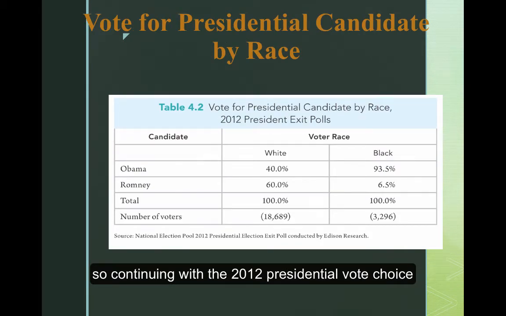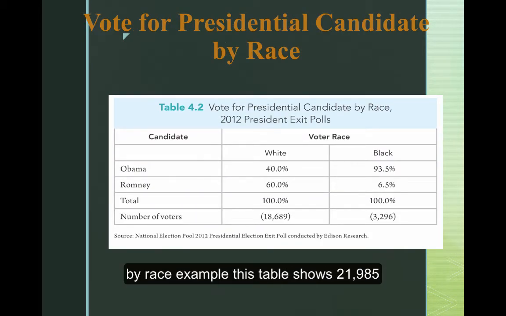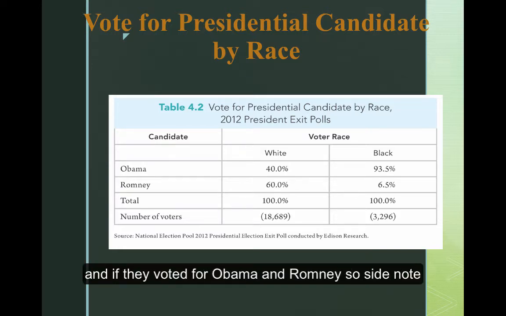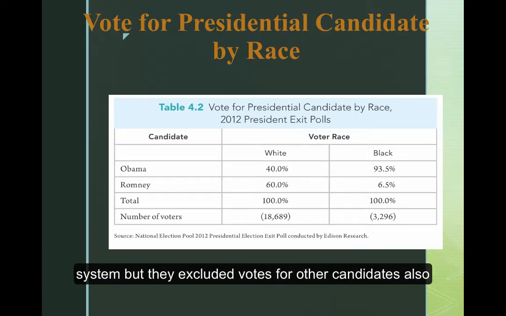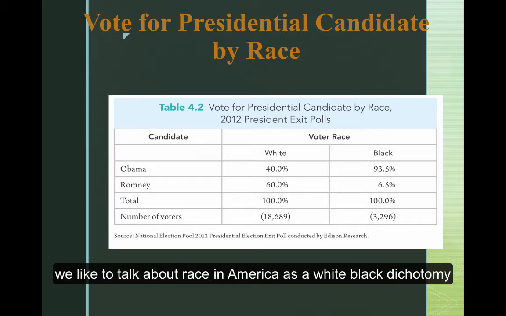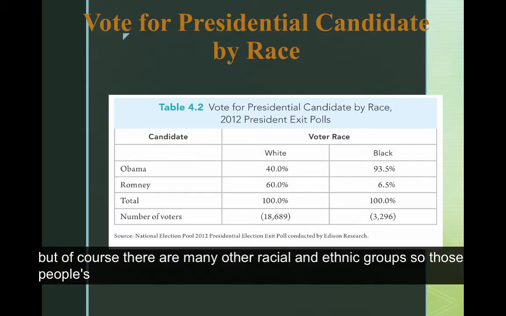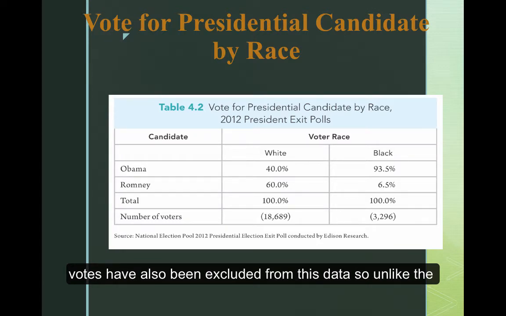So continuing with the 2012 presidential vote choice by race example, this table shows 21,985 respondents and their racial identities, and whether they voted for Obama or Romney. Side note, there were other people running that year. I know we have a dominant 2-party system, but they excluded votes for other candidates. Also, we like to talk about race in America as a white-black dichotomy, but of course there are many other racial and ethnic groups. So those people's votes have also been excluded from this data.